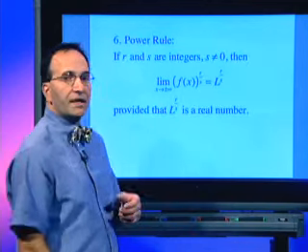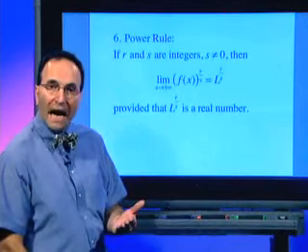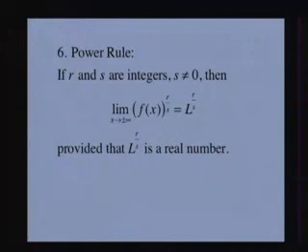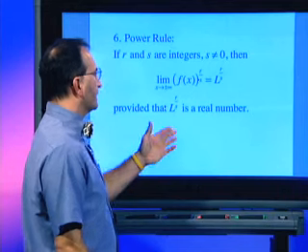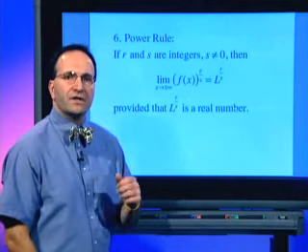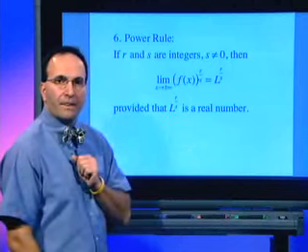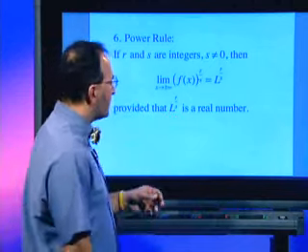And lastly, we have what's called the power rule, which says if r and s are integers and s does not equal 0, then the limit as x goes to plus or minus infinity of f of x raised to the power r divided by s is simply equal to L raised to the r divided by s, provided, of course, that L raised to the r divided by s is a real number. All right, great. So that's all the properties we have.